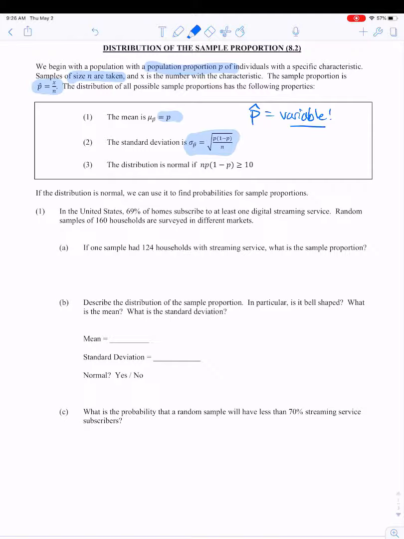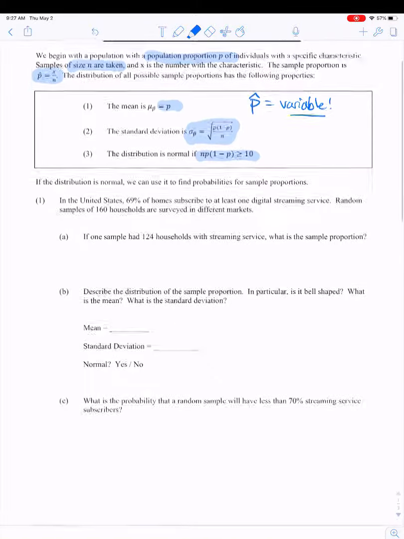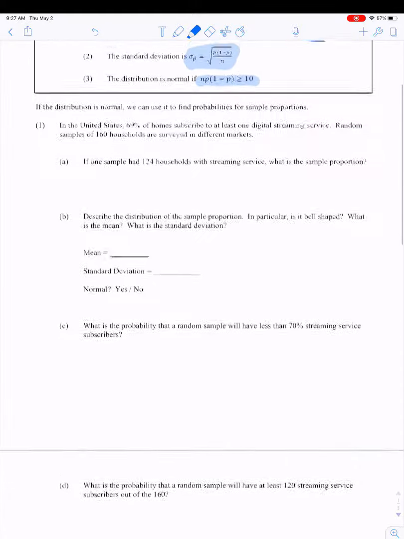And the last thing is whether or not it is normal. That condition has to be checked by making sure that this product is greater than or equal to 10. That's the same thing we used with binomial probability distributions to decide if the binomial distribution was normal or not, if it was bell-shaped. Okay, so these are the same three things that we always check. The mean, which is the center, the standard deviation, which is how widely dispersed the data distribution is, and then what's its shape, whether it's normal or not.